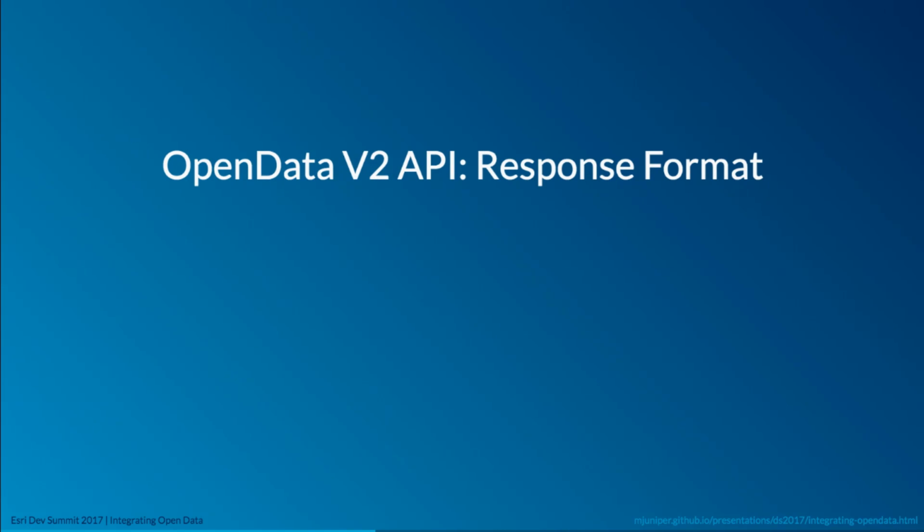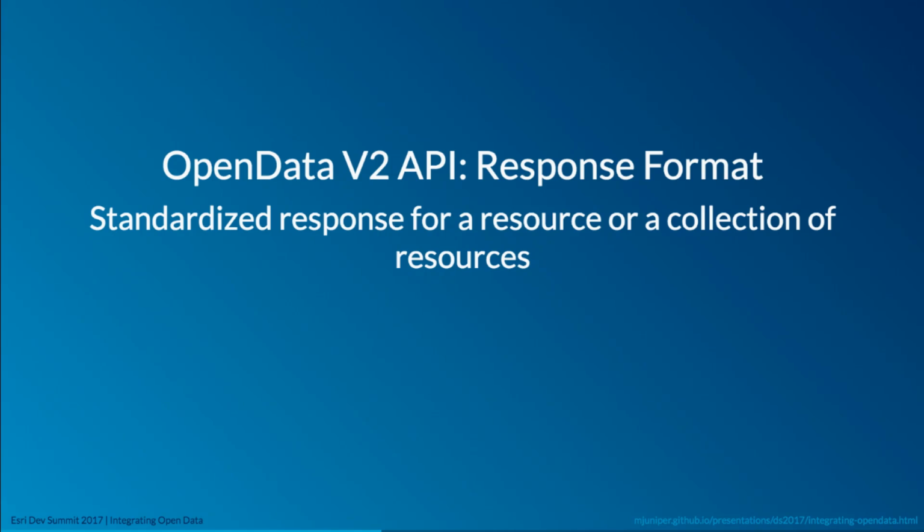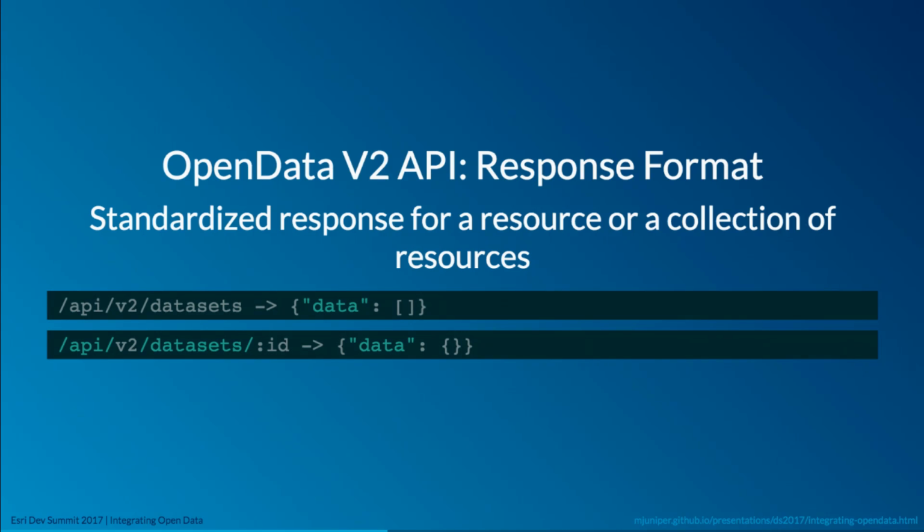So we're going to briefly talk about the response format. Again, the standardization of the response format makes developing against the API much nicer. So for any collection of resources, JSON API reserves a top-level key called data, and that data key will point to an array. JSON API reserves the same data key for any one resource, and that'll point to an object. So you can basically know to expect one or many things based on the data type that data points to.